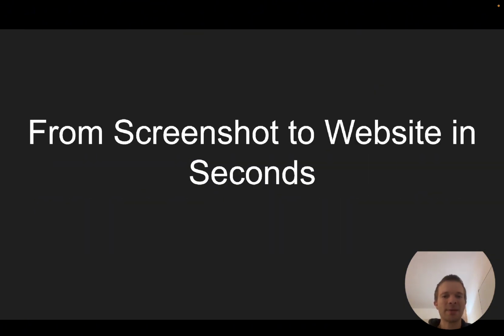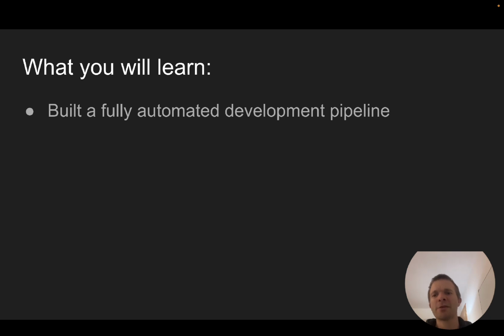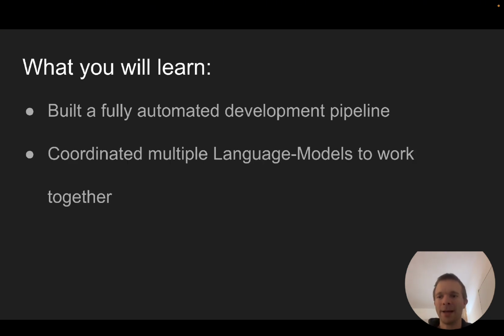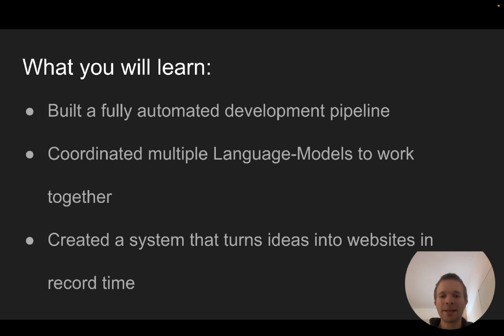From screenshot to website in seconds. And by doing that, there will be very nice things that you're gonna learn about AI agents and models, and how to use them. For example, you will learn how to build a fully automated development pipeline. You will learn how to coordinate multiple language models to work together. For example, combine Anthropic models like Claude with OpenAI and even use Pixtral or other open source models. And then we're going to create a system that turns ideas into websites in record time.